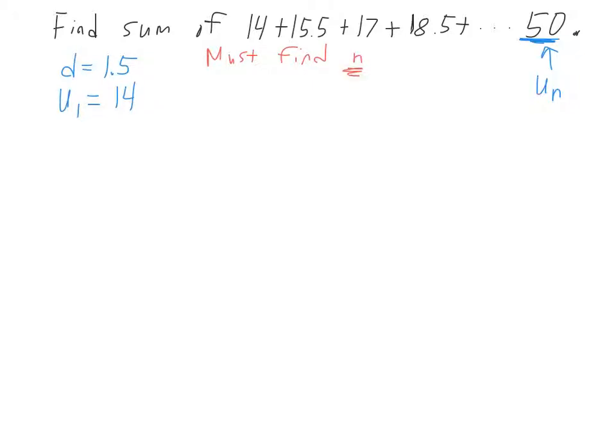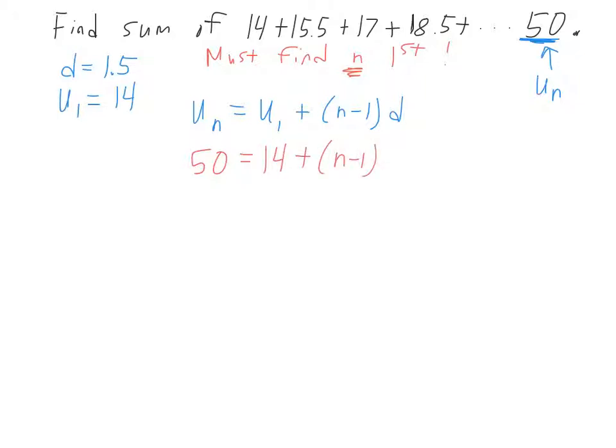n first. So to find n first, we have to use our u sub n general formula. Again, make sure you select the right one. This is not geometric, it's arithmetic. So our last term is 50, so we can put a 50 in for u sub n. Our first term is 14, and then our common difference is 1.5.